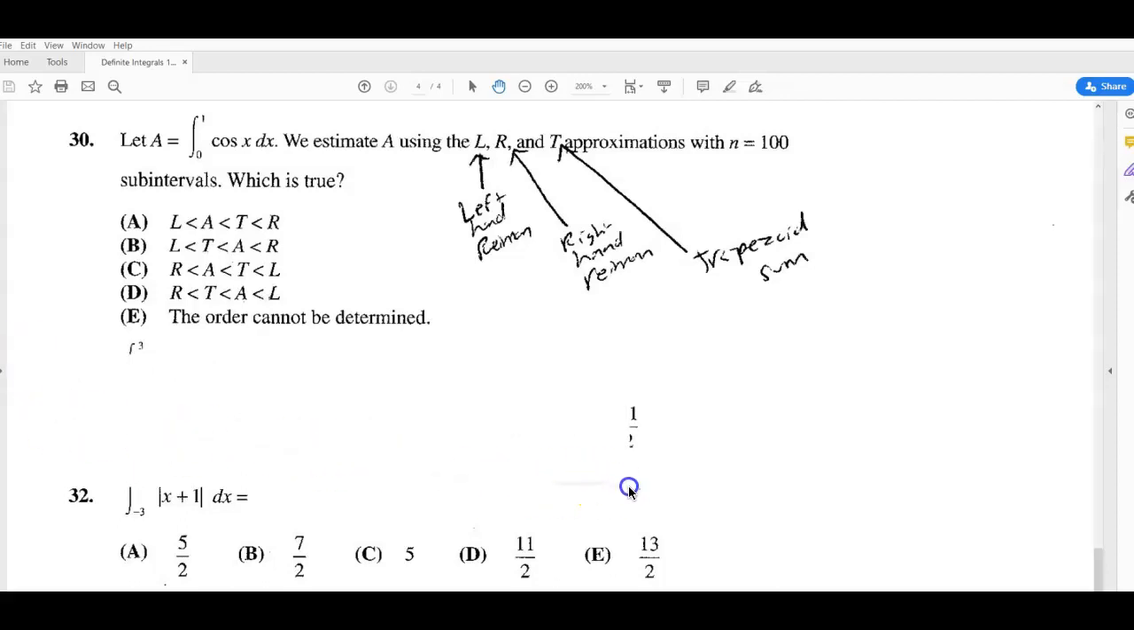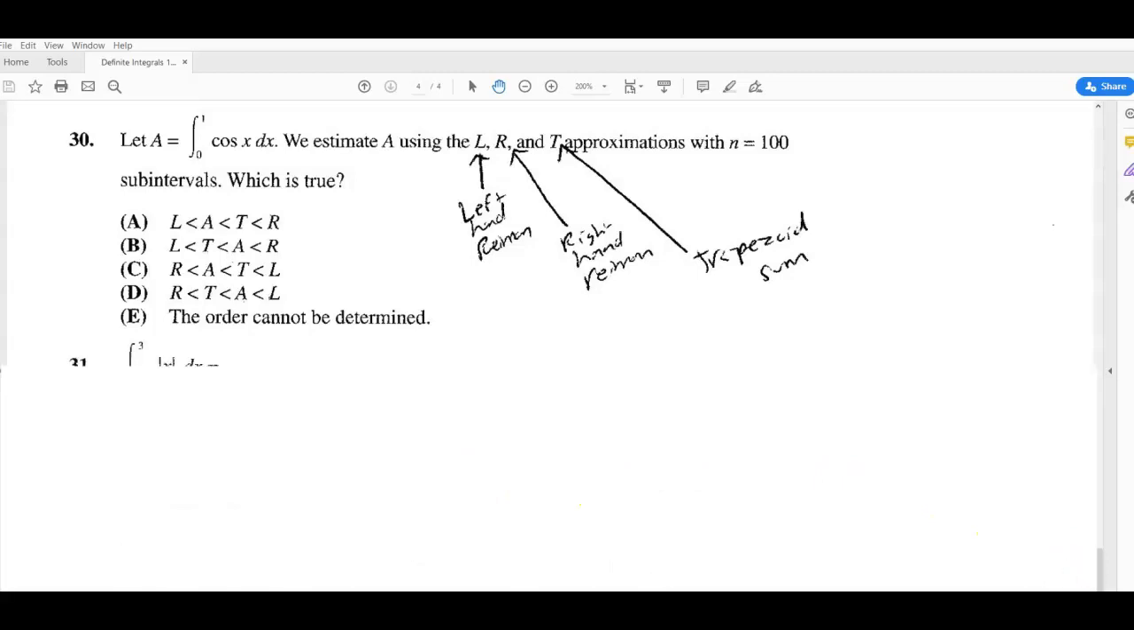I like this question too. This one's really cool. It really tests to see if you truly understand what's going on here and all this stuff, rather than just following steps, right? So let's go ahead and take a look at it.